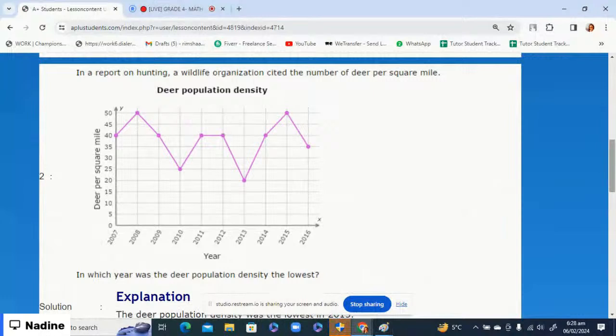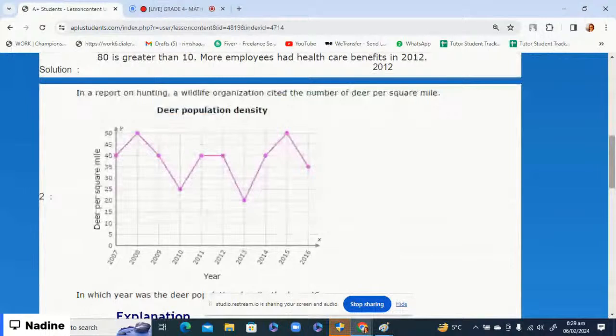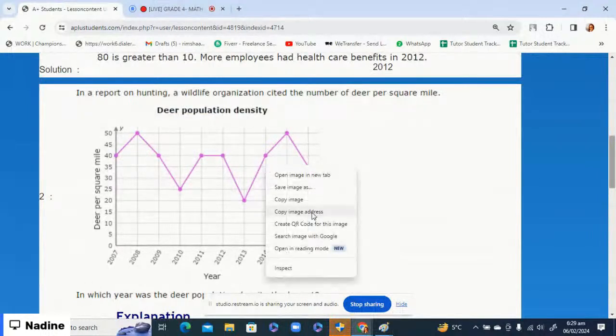In a report on hunting, a wildlife organization cited the number of deer per square mile. So deer population density is given here. 2007 to 2016 are the years, and deer per square mile is given from 0 to 50. So in which year was the deer population density the lowest? We just need to check the lowest one. Okay, let me put this, and then we check the lowest, the greatest, all the things one by one.